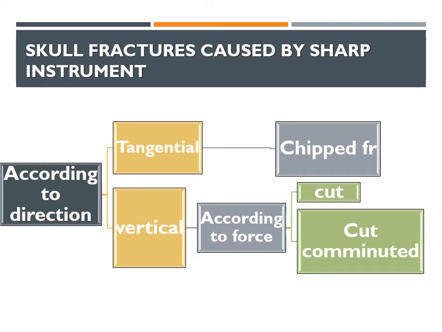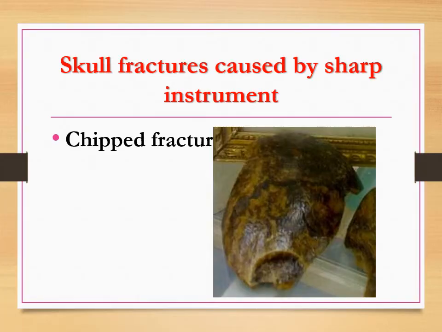These types, cut or cut comminuted, are divided according to the force. If low force, making cut fracture. If high force, making cut comminuted fracture. And comminuted fracture, meaning loss of bone. This is the shape of skull fracture caused by sharp instrument passing tangentially, making what? Making shaved fracture, like this picture, loss in the outer table only of the skull.